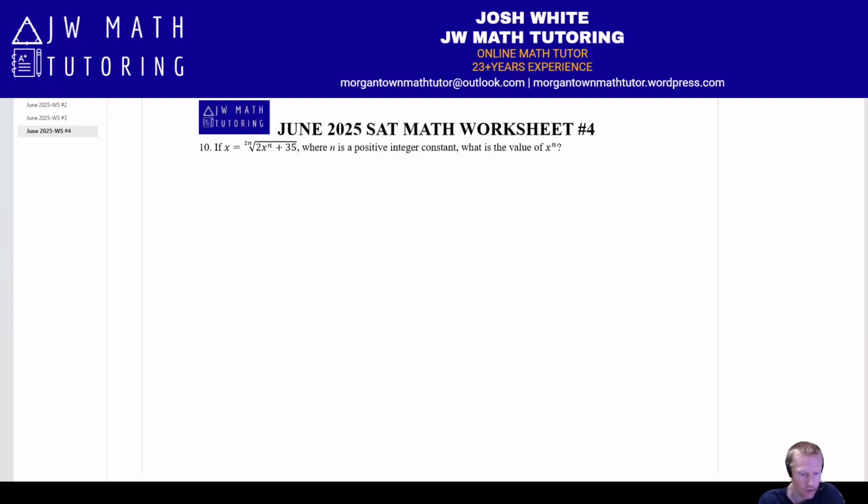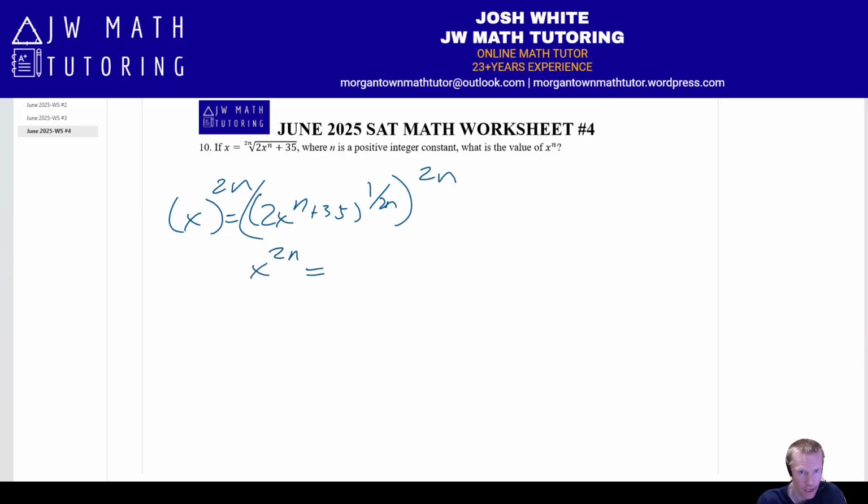So what I would do is, you're going to solve this by hand. The approach or the method I would take is basically, this 2n root means that the entire expression on the right side is raised to the 1 over 2n power. So the way you would cancel it out, you would raise both sides to the 2n power. You had x to the 2n equals, and then this and this cancel, 2x to the n plus 35.